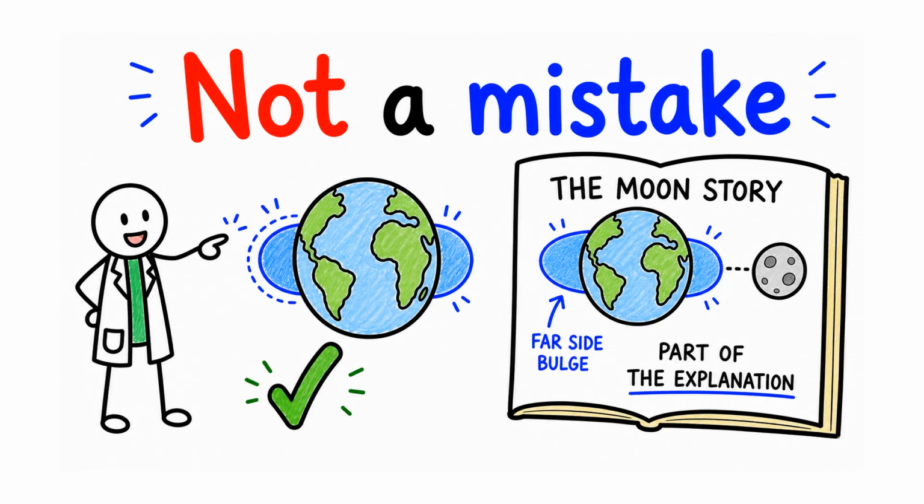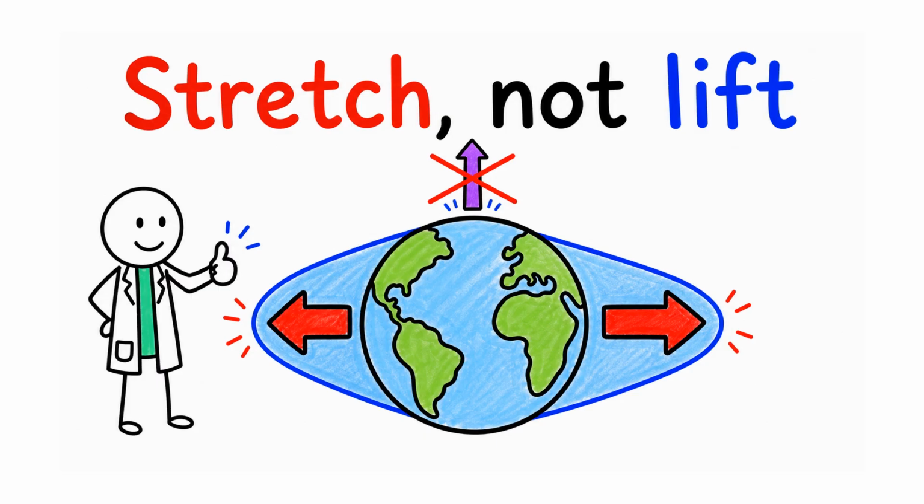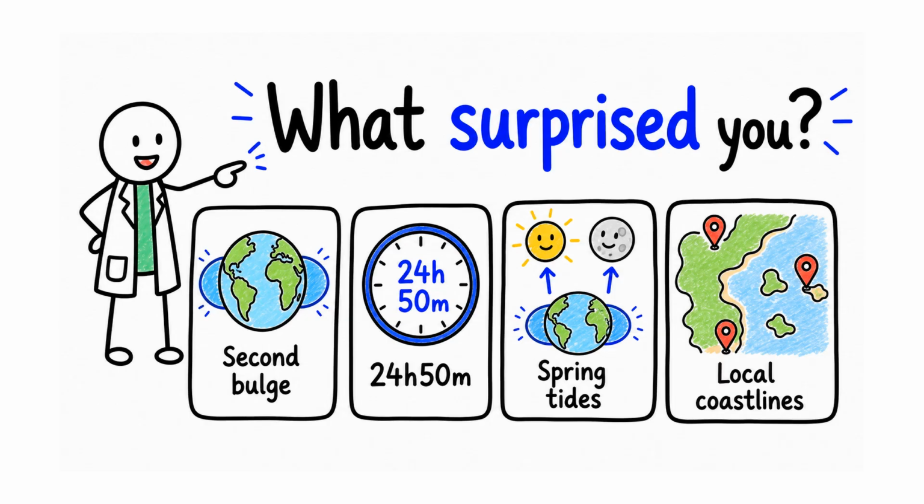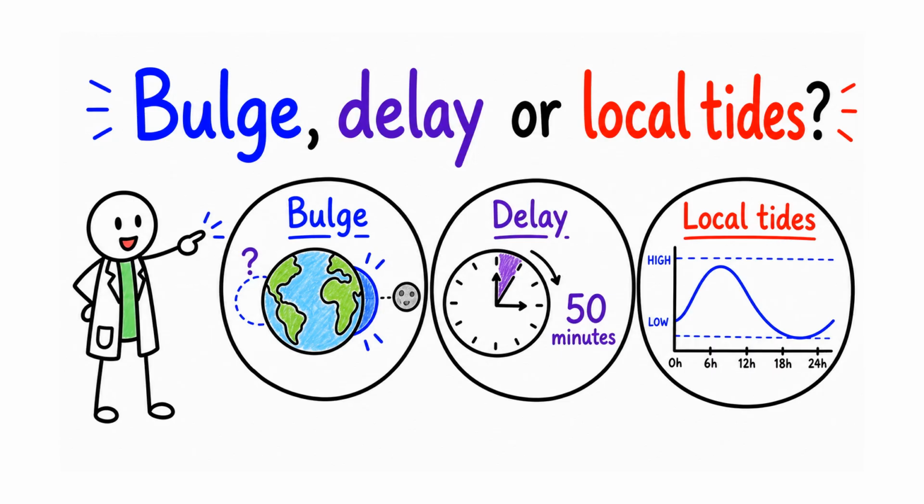The second high tide is not a mistake in the moon story. It is the clue that tides are about stretching, not just pulling upward. That tiny difference in gravity becomes a daily rhythm big enough to move coastlines. So here is the Brain Nest question. Which part surprised you most? Was it the far side bulge, the 50-minute delay, or the fact that some places only get one high tide?